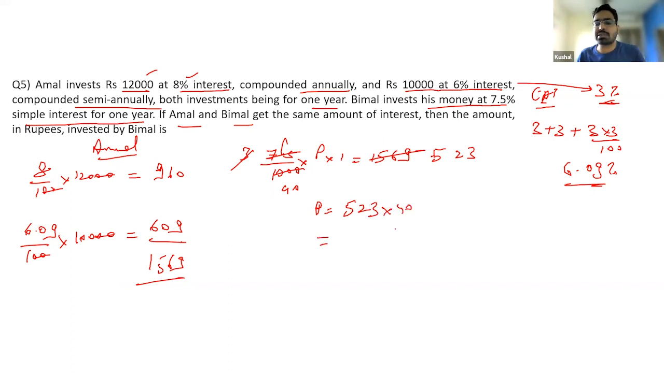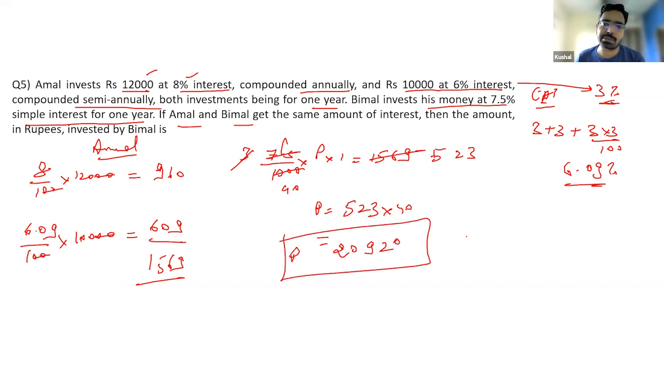We just have to do this simple calculation. So 4 3s are 12, 4 2s are 8 and 9, 5 4s are 20. 20920 will be the principal value. 20920 will be the answer for this particular problem.